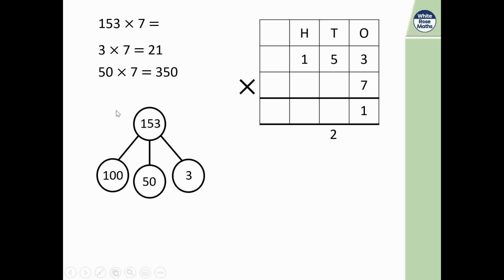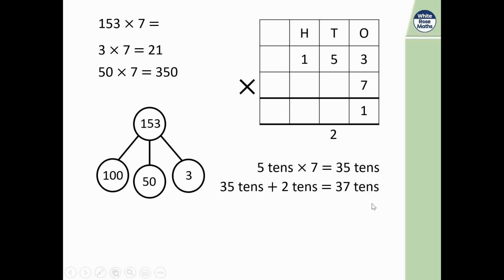Right, now we've got to do 50 times 7. Now they've given you the answer. I shouldn't have shown you that. What's 5 times 7? 35. Right, but because we're doing tens, it's 35 tens. In other words, 350. So we're going to have to do the 5 plus 2. 5 tens plus 2 tens gives us 7 tens. Let's see what they do. 5 tens times 7 equals 35 tens. 35 tens plus 2 tens equals 37. So we're going to put the 7 here, and we're going to put the 3 here.